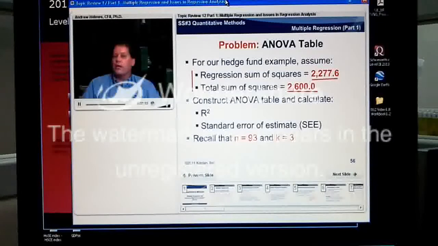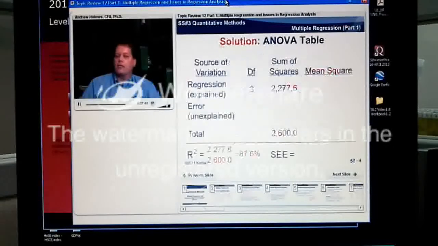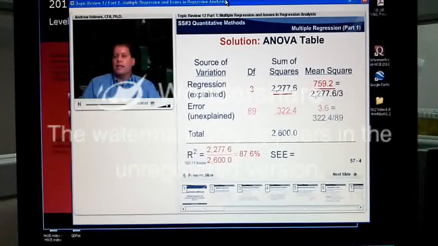Okay, we want to construct the ANOVA table, calculate the R squared, calculate the SEE. We've already calculated the F statistic. You'll need to remember that N is 93 and K is equal to 3. So here we can fill in the table. We know that the degrees of freedom associated with the regression sum of squares is 3. So we take 2277 divided by 3. That's where we got the 79.2 that we used in the numerator of the F statistic that we calculated 5 or 6 slides ago.